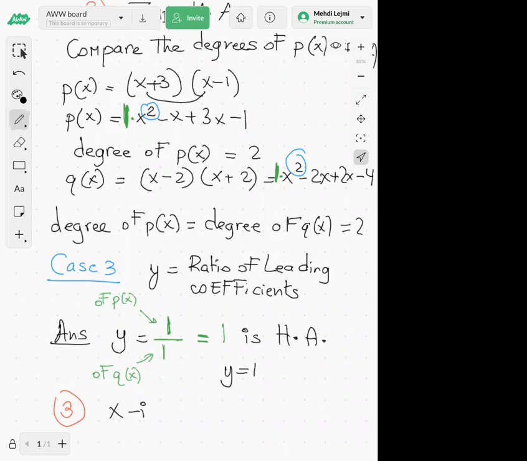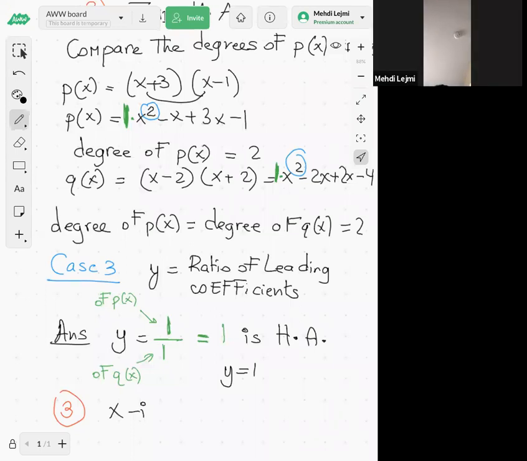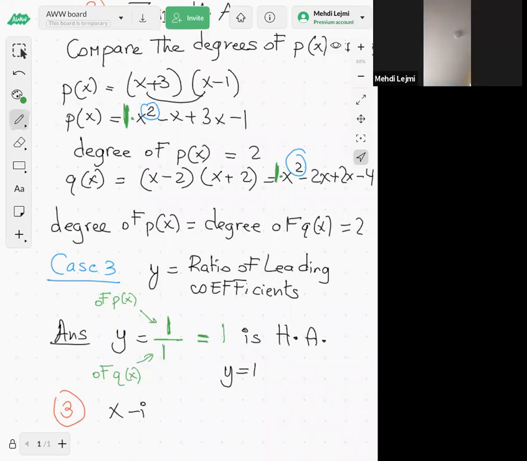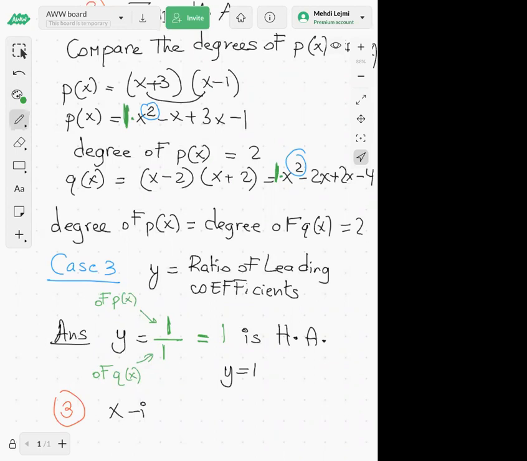But however, if there was, let's say, P of x equals 2x squared and Q of x equals 1x squared, would it be 2 over 1? Yes, absolutely. It would be 2 over 1, and that would be equal to 2.